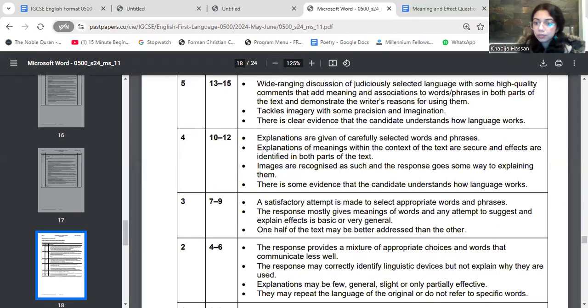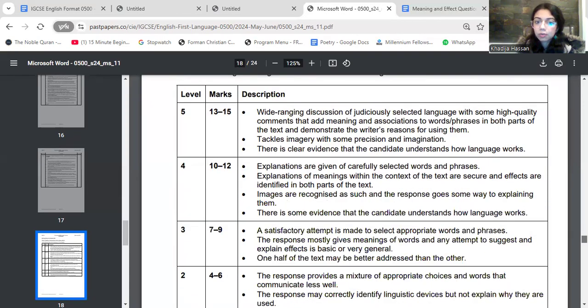So to get 13 to 15 marks for this, which is what you guys should be aiming for, you have to have a wide-ranging discussion of judiciously selected language with some high-quality comments that add meaning and associations to words or phrases in both parts of the text and demonstrate the writer's reasons for using them. So again, instead of using the basic vocabulary or basic phrases, why did the writer go to great lengths and add these very, very specific images, etc. Tackles imagery with some precision and imagination.